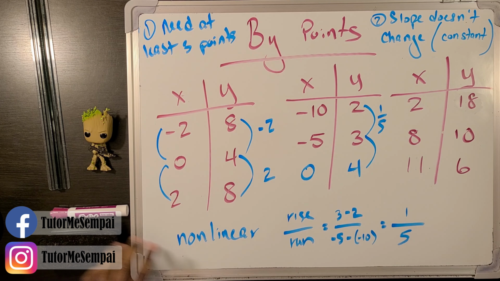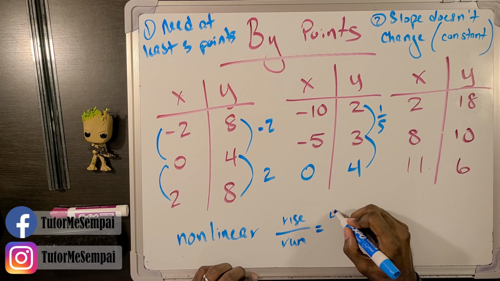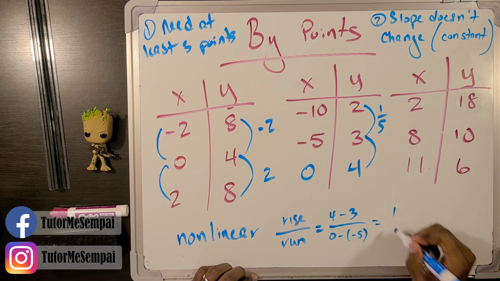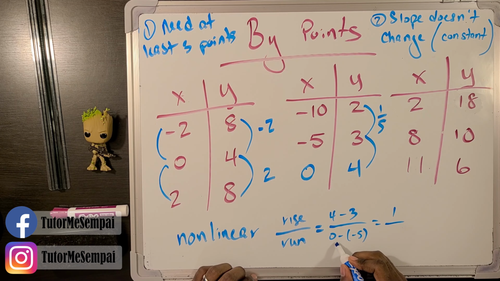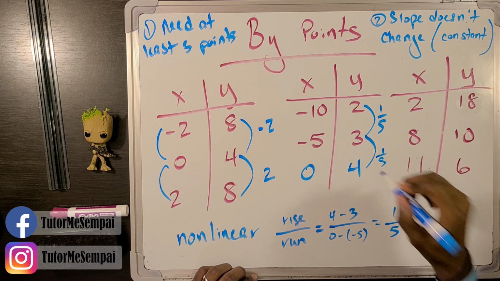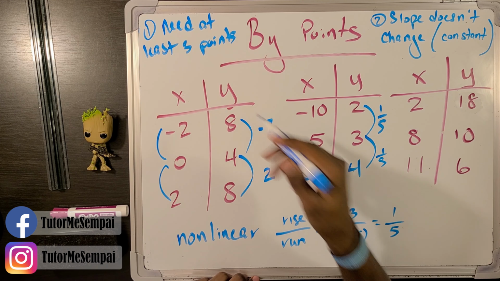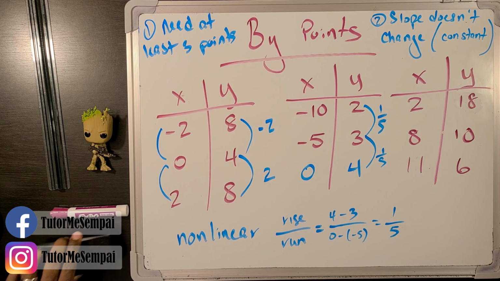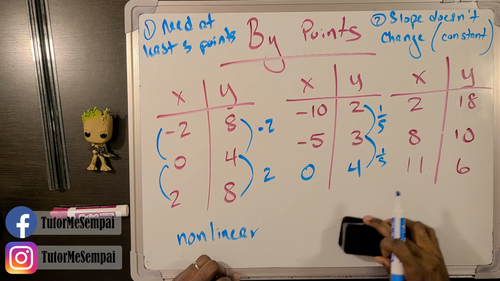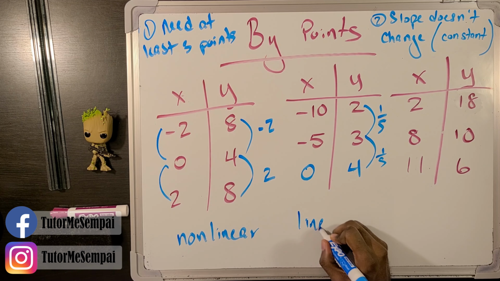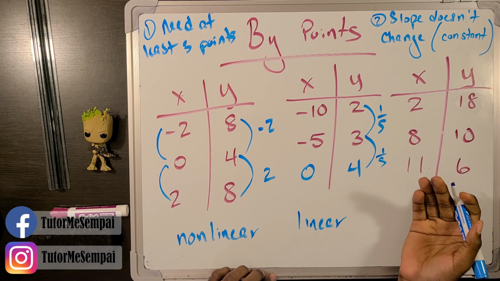Let's check from here to here. Rise over run tells us we're going to have 4 minus 3 over 0 minus -5. That's going to be a 1 on top, and 0 minus -5 gives us a +5. So once again, 1/5. Therefore, my slope has not changed. We have at least 3 points now. We are going to say that this second one is going to be a linear function. We have a constant slope.